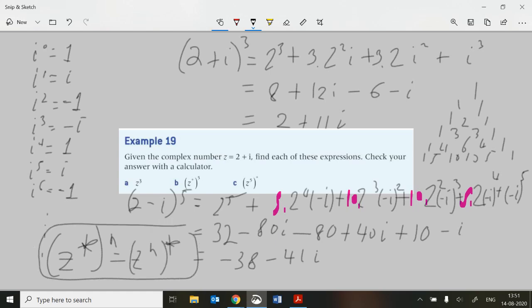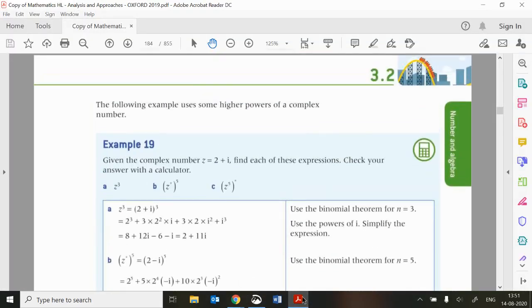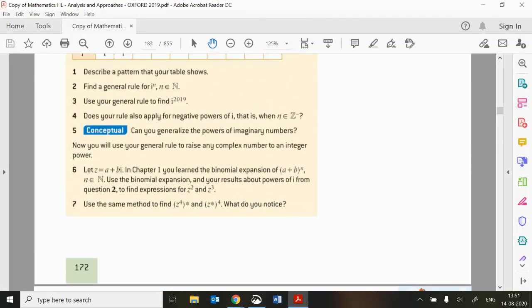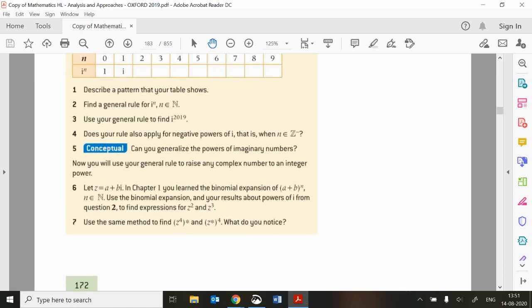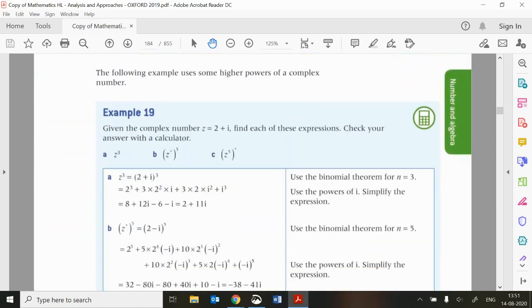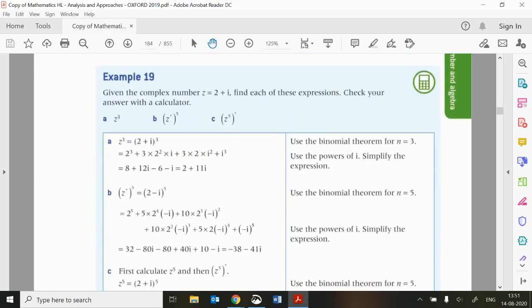Now you can do a very, very similar process and you'll find out that it is the same. You can also check on your calculator that it's the same. And I think in the investigation, they said, what do you notice when you do z to the 4 conjugate and take the conjugate of that, or when you do the conjugate of z and then raise that to the power of 4? And that's in part 7 from the investigation. Now, both in part 7 from the investigation and from this example 19, you should notice that you get the same thing.